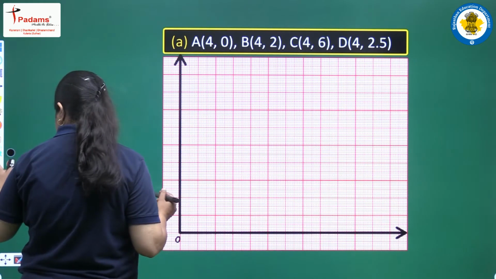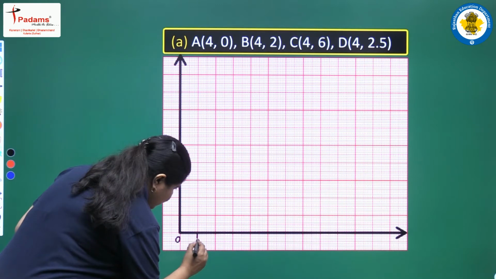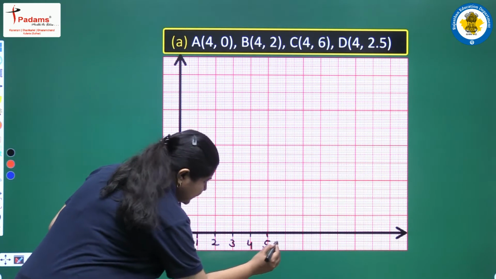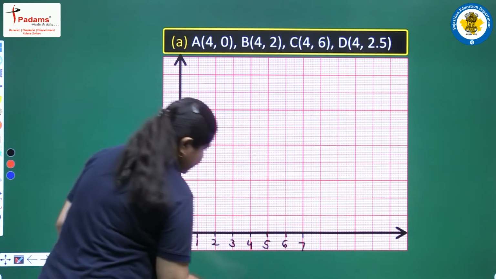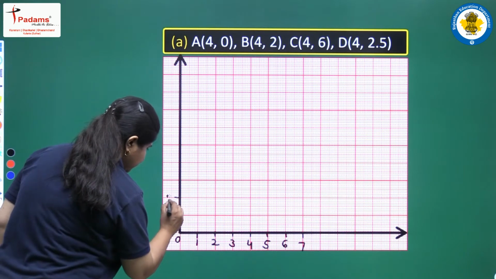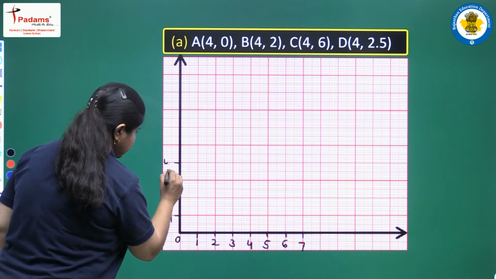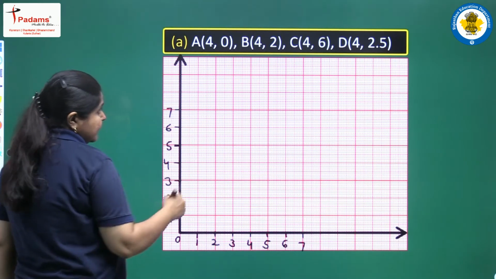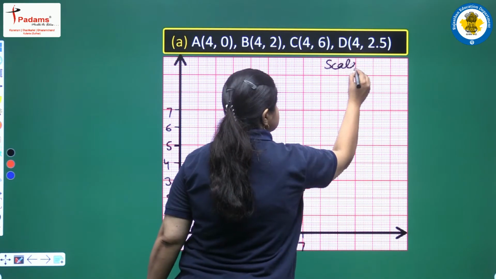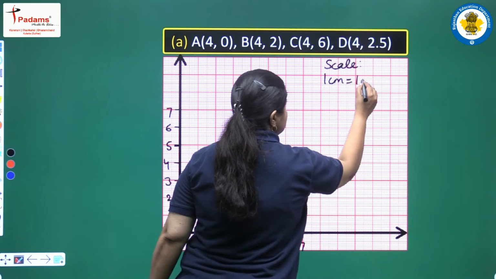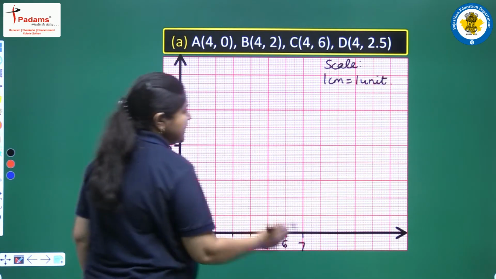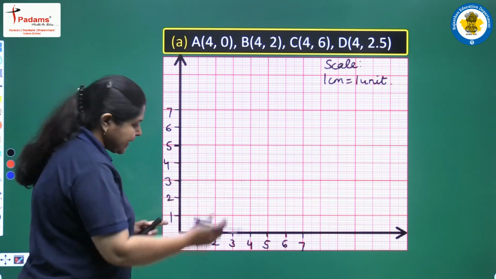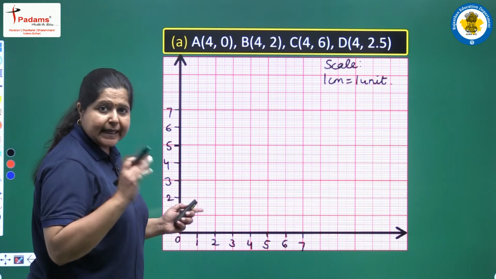I will be taking here number 1, then number 2 here, 3 here, then 4 here, 5 and 6 here, and so on 7. Again here I will be taking 1, 2, 3, 4 and here 5, 6, 7. We can write the scale also here. 1 centimeter equal to 1 unit. On both the axes we have the same scale, so no need to specify each axis separately. दोनों पर same scale ले रहे हैं तो एक ही बार लिखेंगे. 1 centimeter equal to 1 unit we are taking in this case.